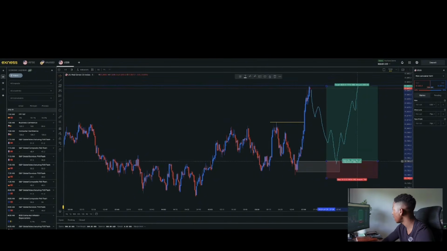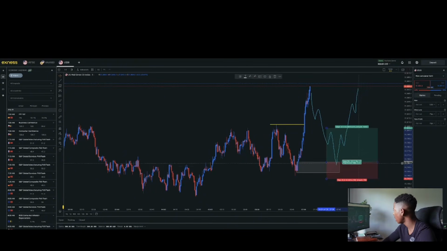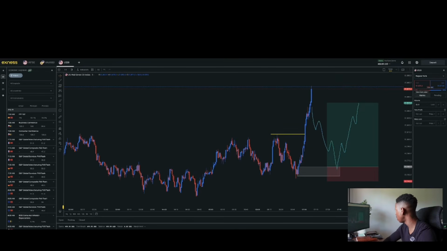I can see the risk to reward is 1:4, which means that for every one that I'm risking, I am going to get 4 times more than that. You can see 205 is my stop loss in pips, and the target is 888. Even if I want to target just 1:2, this is where I can play around with it, just like this. So let's start off first with this regular form.